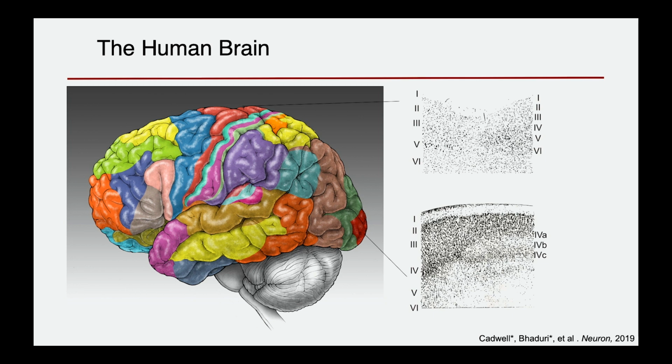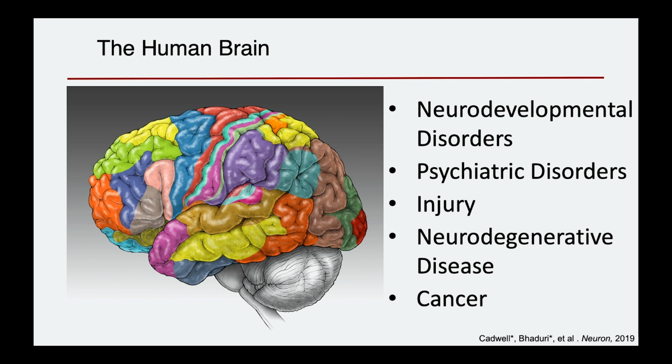And so if we really want to study neurodevelopmental disorders, the things that set up vulnerability to psychiatric disorders, strategies to treat injury or neurodegenerative disease, and to understand the reactivation of these processes in cancer, it's essential to study the developmental stages of the human brain.